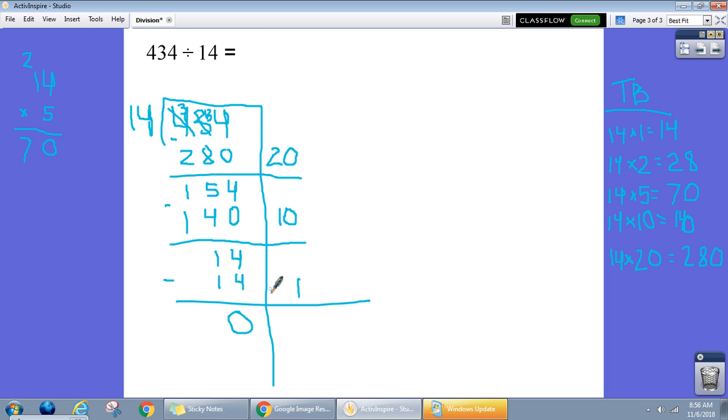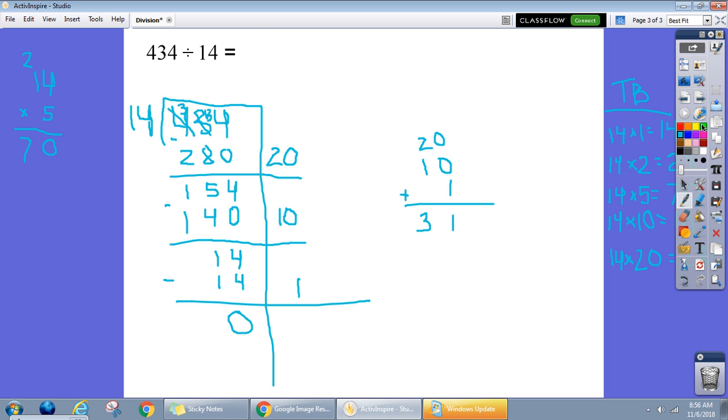Now that I got 0 down here at the bottom, I can add up down the side. 20 plus 10 plus 1. 0 and 0 and 1 is 1. 2 plus 1 is 3. So my answer is 31.